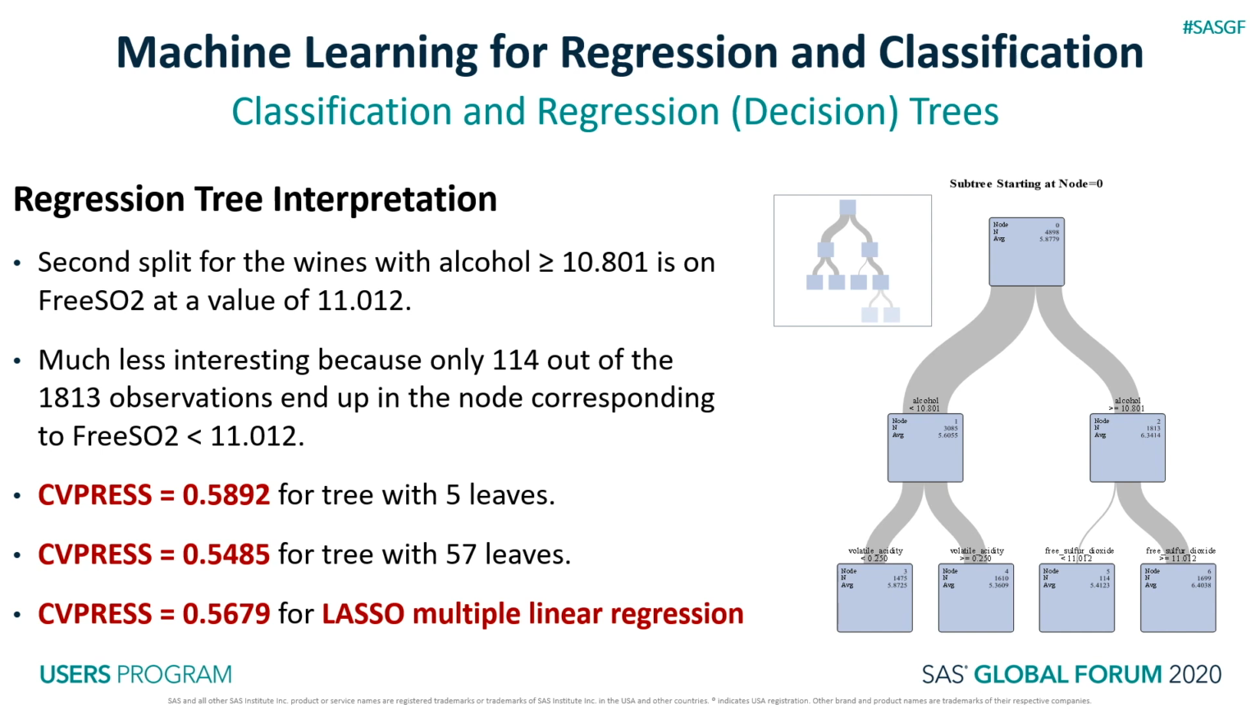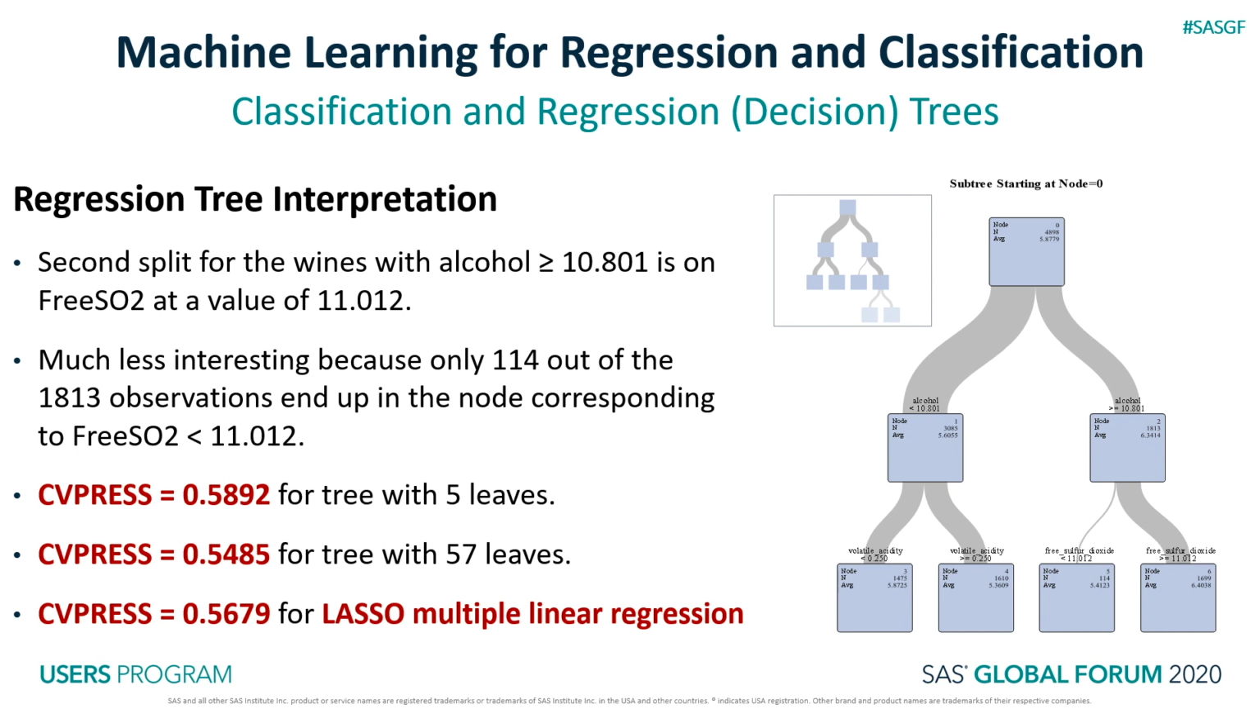How well does the tree fit the data compared with the regression models that we fit earlier? If we use a tree with just 5 terminal nodes, 5 leaves, then the cross-validated prediction error sum of squares is 0.5892. That compares reasonably well with what we got using the LASSO with multiple linear regression, where the CV press was 0.5679.